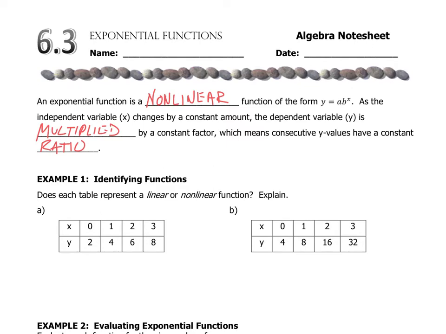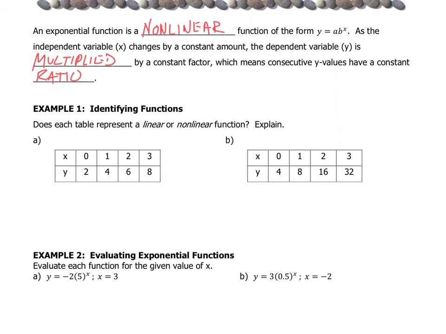So identifying functions. Does each table represent linear or nonlinear? So if I was to look at this first example in this table, how do I see my y's changing? Remember, the word linear means a nice straight line. And basically what we decided was, can I find a slope? So if I look at the y values, can I find a change in y over change in x?